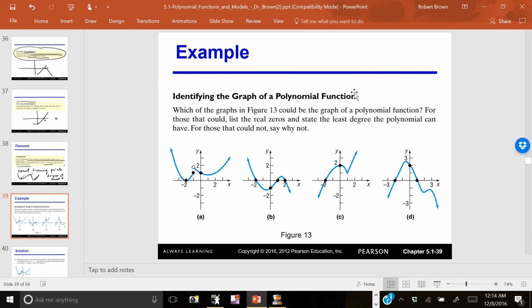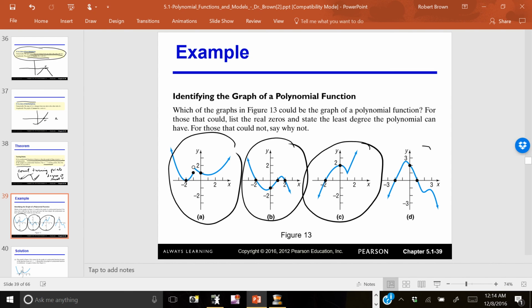Now, we want to look at these 4 graphs and determine whether or not they could be a polynomial function. Look at the four and just think about them. We're going to examine all four of them on the next few slides.